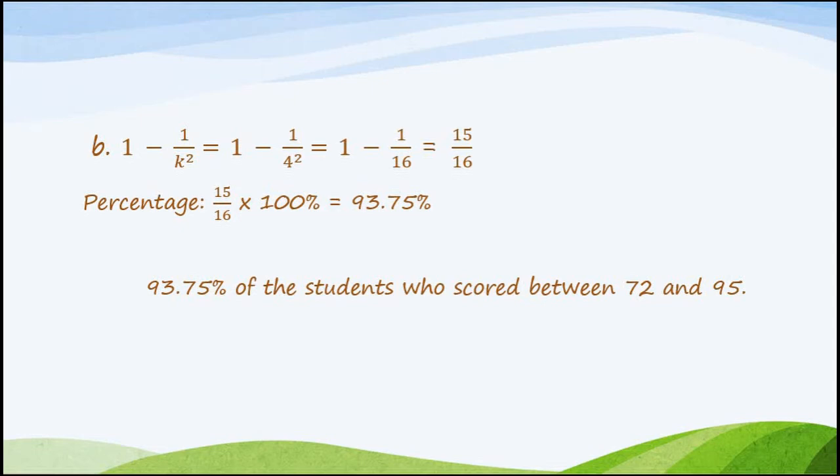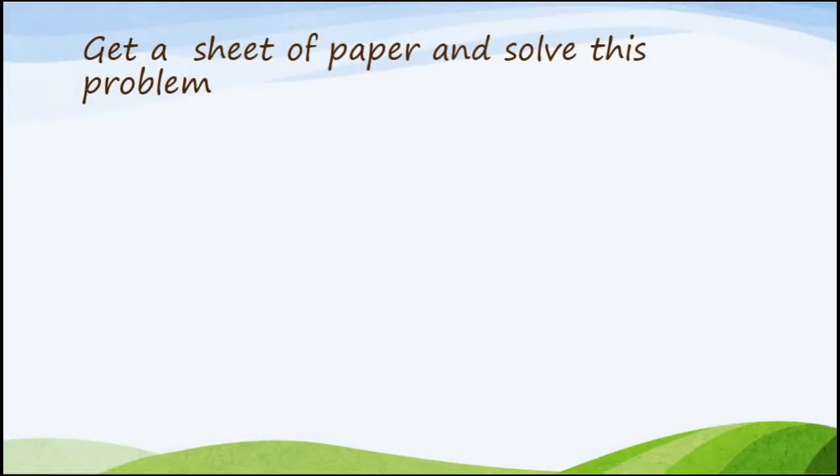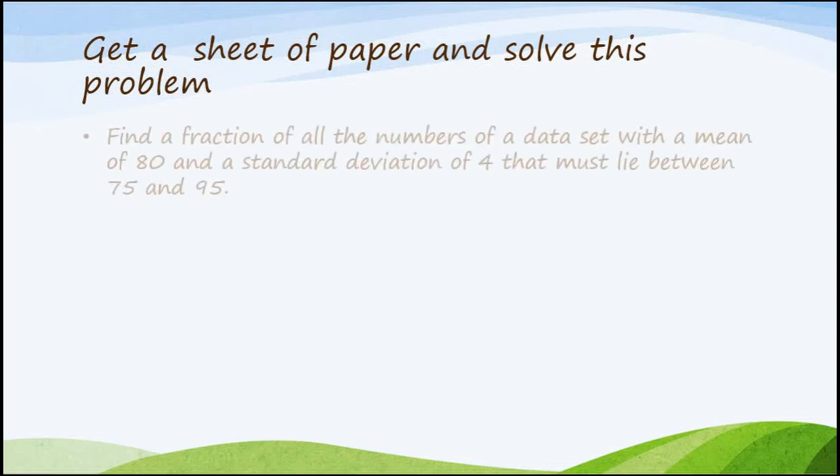Let us get a sheet of paper and solve this problem. Find a fraction of all the numbers of a data set with a mean of 80 and a standard deviation of 4 that must lie between 75 and 95. You will have 1 minute to solve this problem.